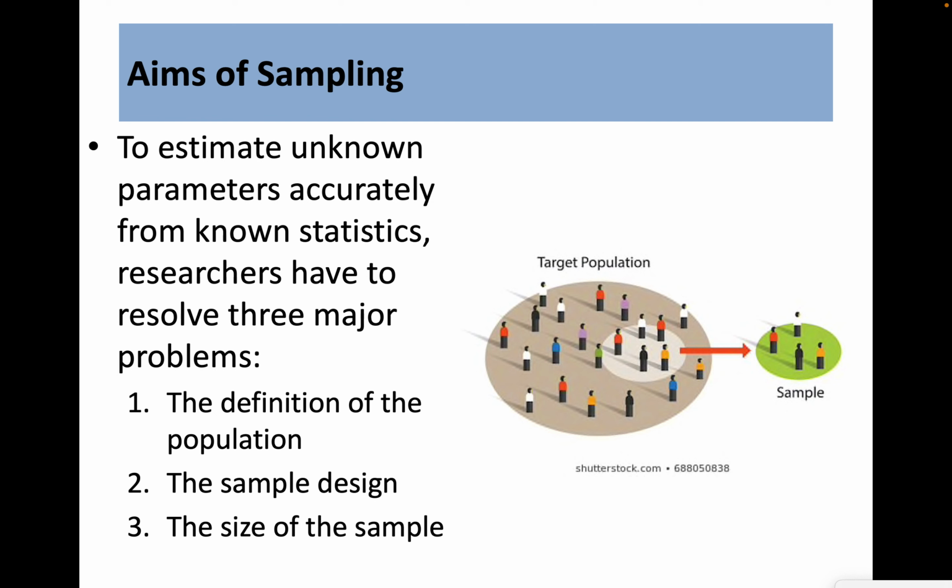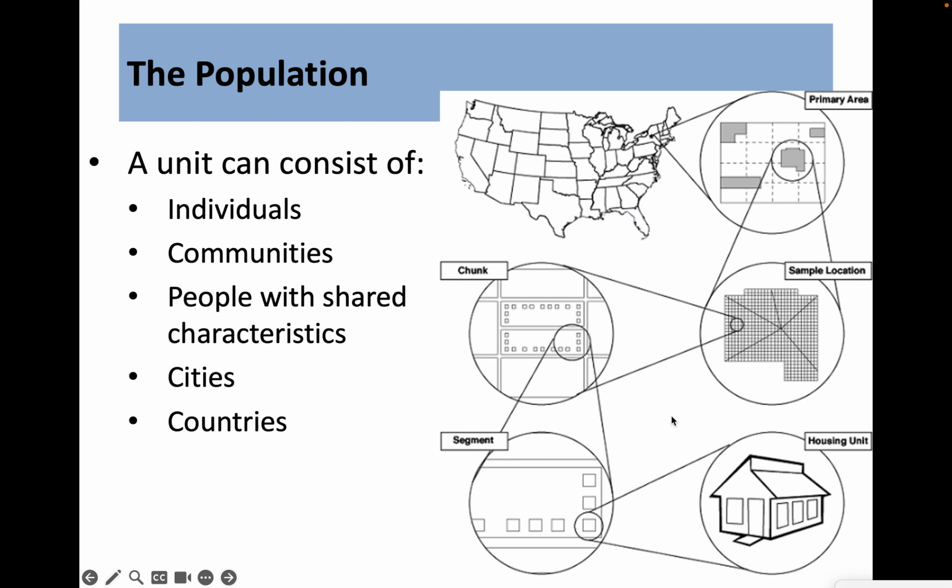The definition of the population, and we were talking about the Navajo Nation. The sample design: how are we going to sample them? Just this chunk of people? And the size of the sample, and in this case it was 5. The unit can consist of individuals, communities, people with shared characteristics, cities, countries, however you want to do it.